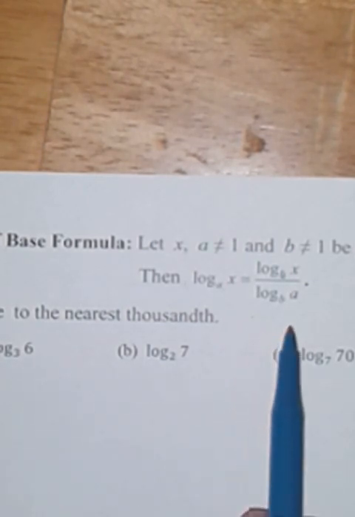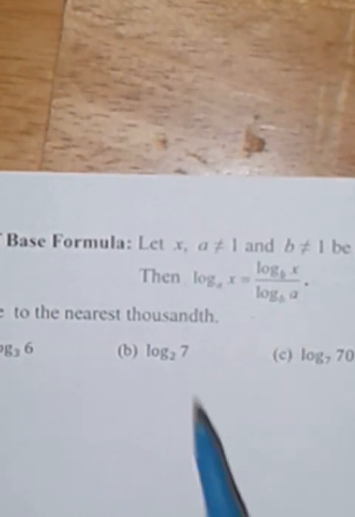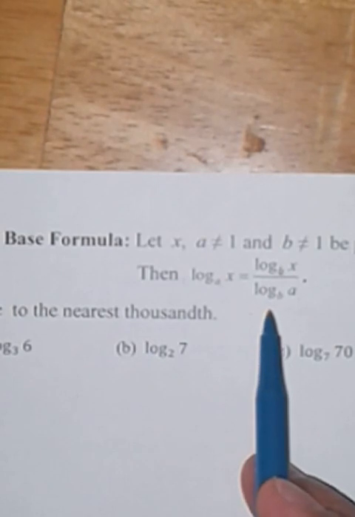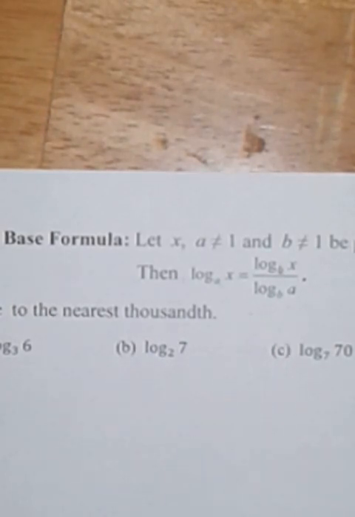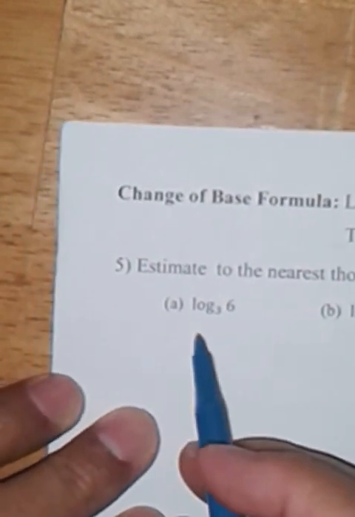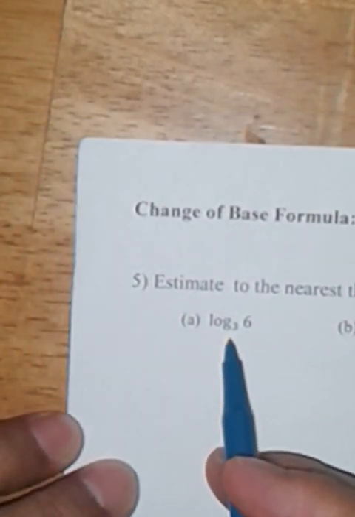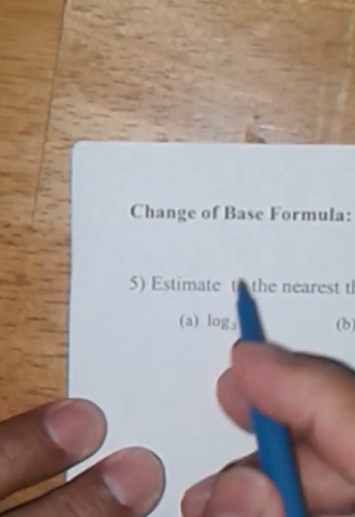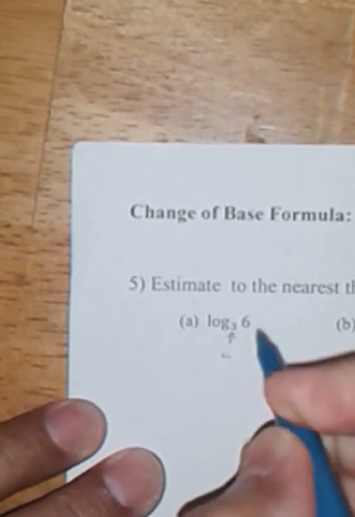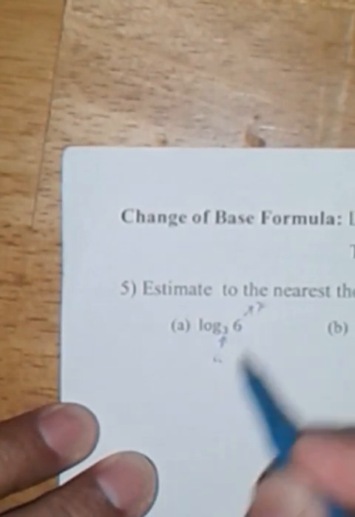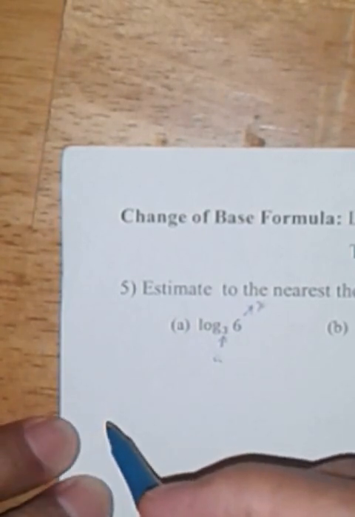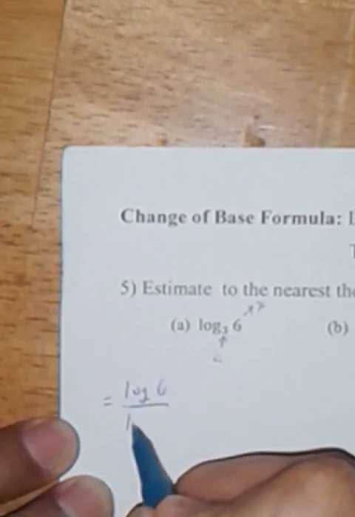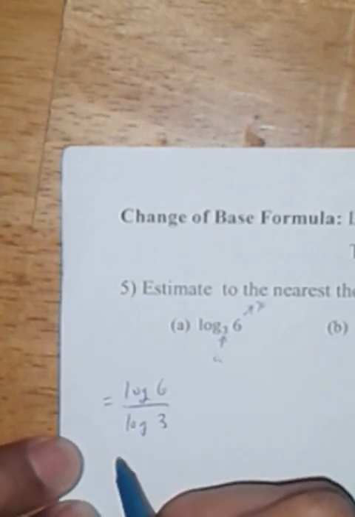So the way you decide is whatever your calculator does, right? B is whatever base your calculator does. Our calculators, scientific calculators, do log base e, which is called ln, natural log, or log base 10, which is just called log. Okay, so let's do one of these. Let's do a, and we'll use log base 10, and we'll use log base e, which is ln. All right, so log base 3 of 6. Notice my a is 3, and my x is 6, right? Okay, and my b is, we'll use log base 10, which will be log of x, which is 6, over log of 3.